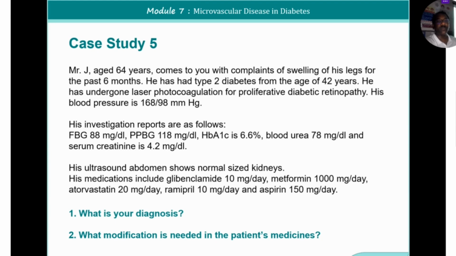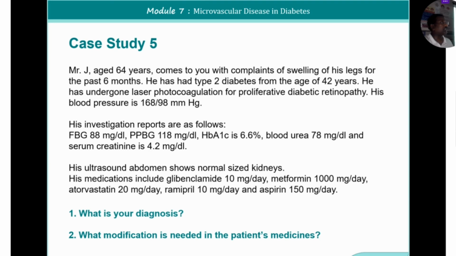So here you have to stop the glibenclamide, stop metformin, stop ramipril, continue the atorvastatin, continue the aspirin, maybe at lower dosages, and then treat the diabetes accordingly. You can treat with insulin only here, with a lower dose of insulin, maybe even less because creatinine is already 4.2. Or you can use the gliptins, you can use linagliptin. It can be used at any level of creatinine.